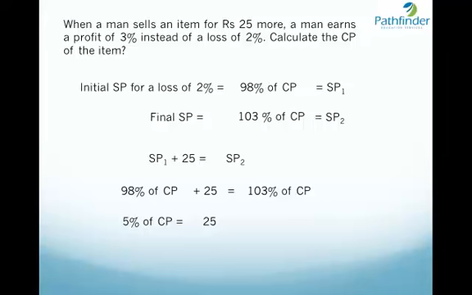Now in an exam, this is the only equation which you need to write down and then calculate the answer orally. CP is equal to 25 upon 0.05, which is equal to rupees 500.